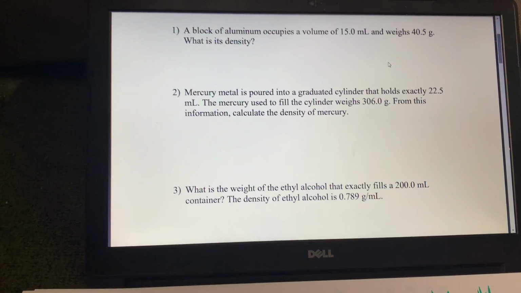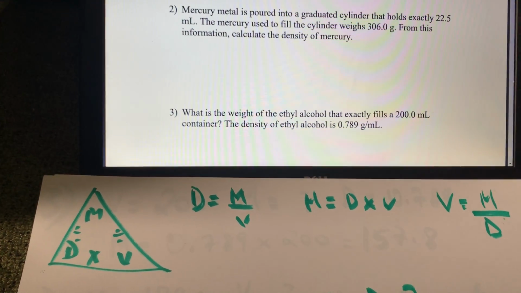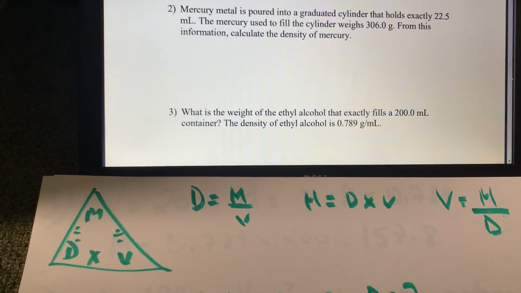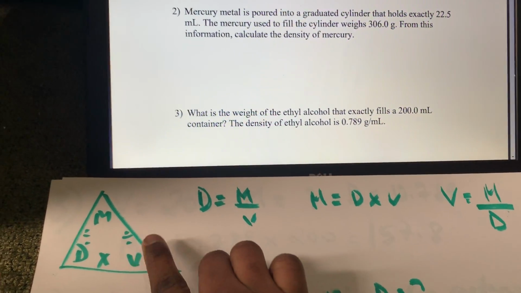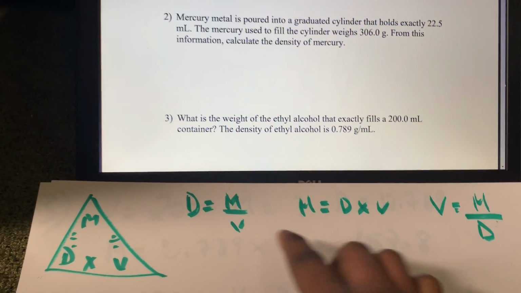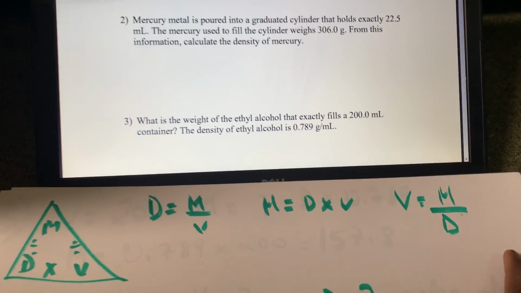I hope you guys watched the video concerning density and how to solve for the density. Basically, what I want you to remember is the triangle, how it works, and the formula for density, which is equal to mass over volume. You don't need these two because when you understand this, you can derive all three.